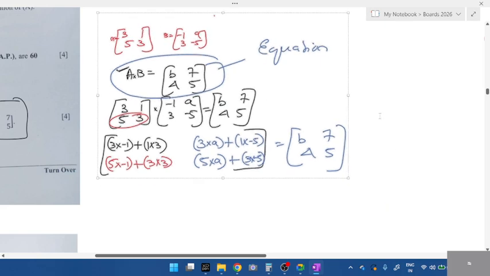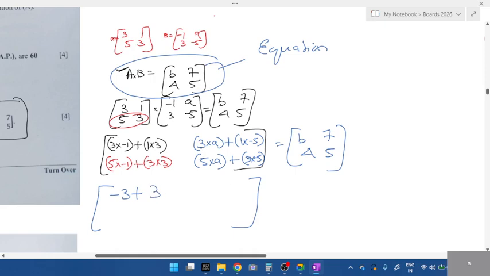What is 3 into minus 1? Minus 3 plus 1, 3 is a 3. Next, 3 into A is 3A, plus 1 into minus 5 is what? I'll write it in bracket as minus 5. Or directly can I write 3A minus 5? It's the same, right? 3A minus 5. To the next, 5 into minus 1 is minus 5 plus 9. Then 5A. 3 into minus 5 is minus 15.